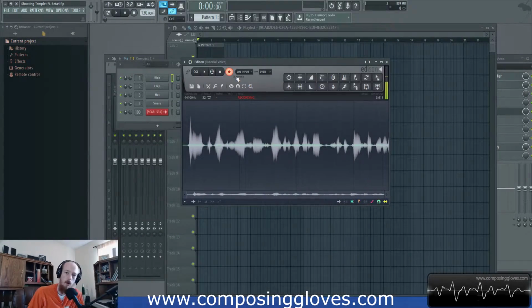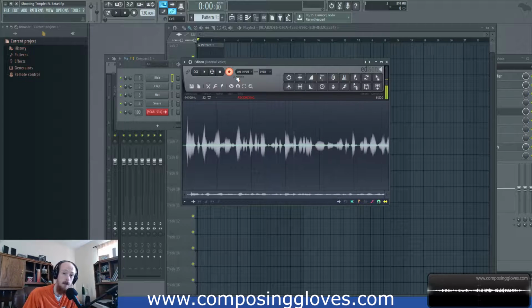Hey, composing gloves here, and today we're going to talk about a very simple concept, one that'll hopefully be pretty quick. It is the idea of syncopation.